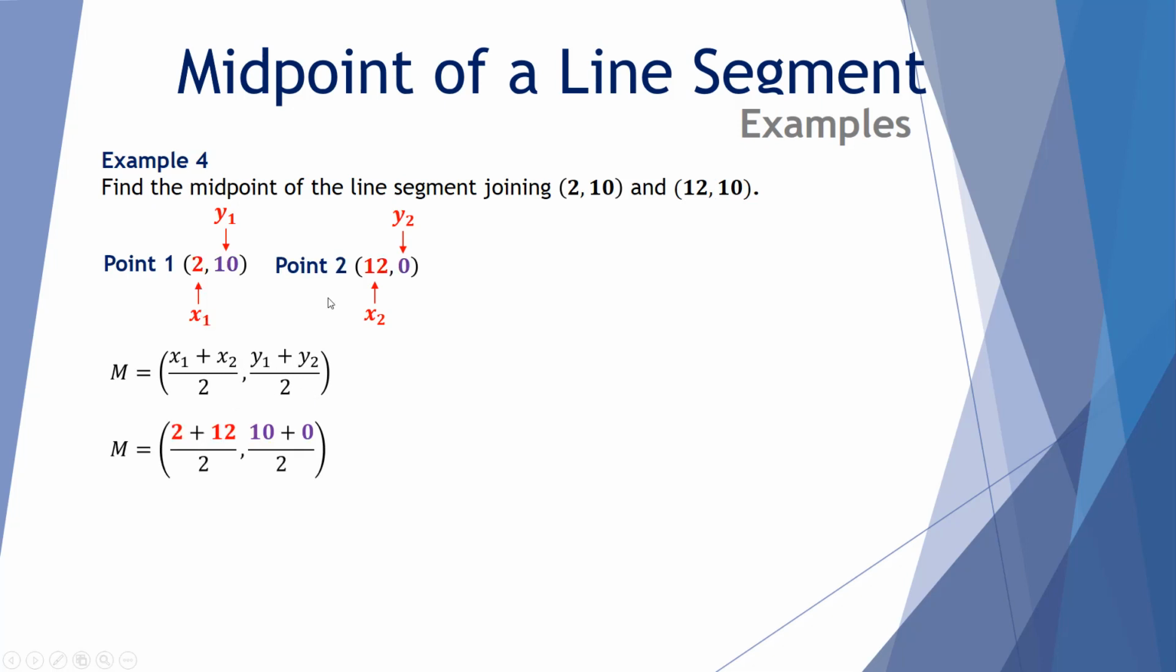x1 is 2, x2 is 12. They're subbed in. y1 is 10, y2 is 0, and they're subbed in. That gives us 2 plus 12 is 14 all over 2, 10 plus 0 is 10 all over 2, and that simplifies down to a midpoint of x equals 7 and y equals 5.